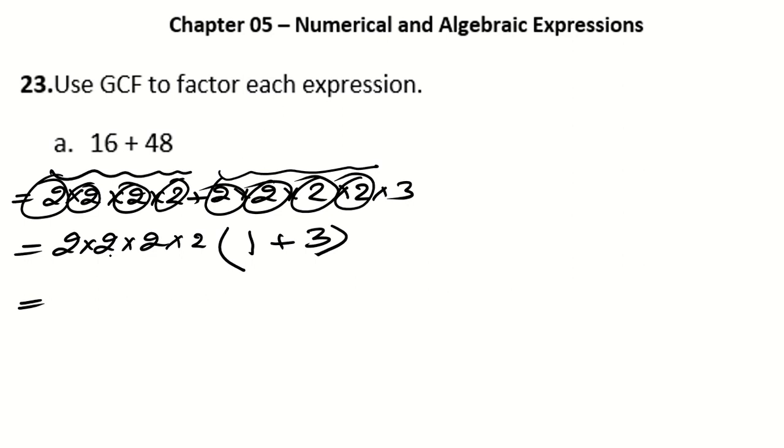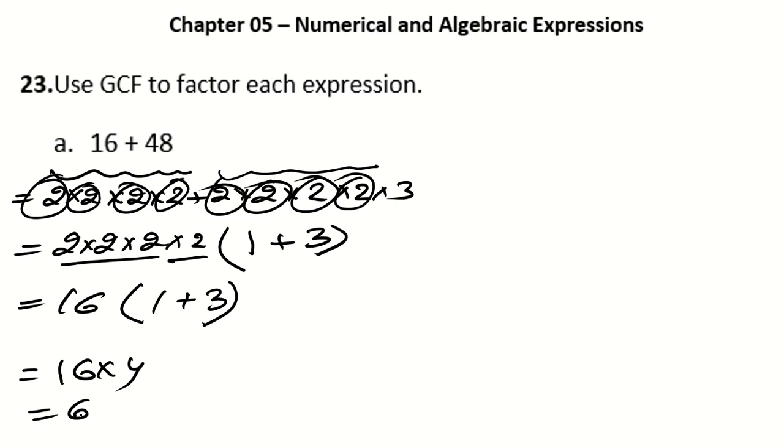Now 2 multiply 2, 4, 4 multiply 2, 8, 8 multiply 2, 16 times 1 plus 3. And if they ask to calculate it, then for calculation you just multiply 4 and the answer will be 64. Students, make sure that if it is a free response question and they say use GCF to factor, not calculate, then this is not the answer. Okay, leave it. So 16 times 1 plus 3 will be the final answer. If they say evaluate, then after that you will continue like I did.